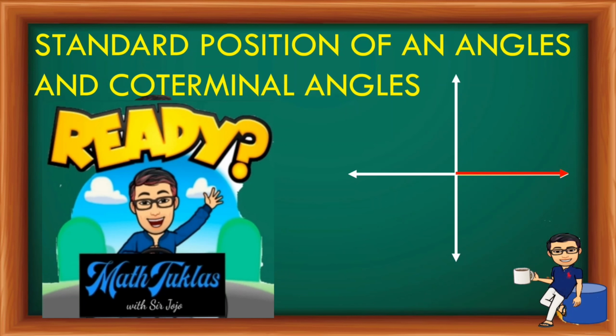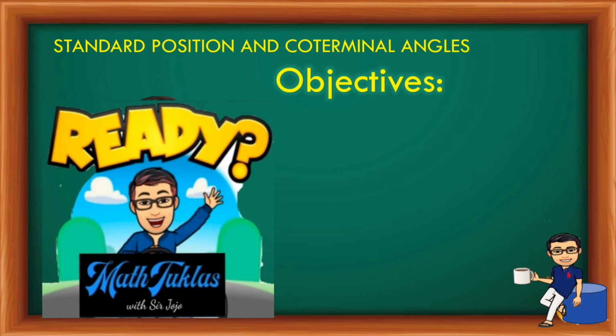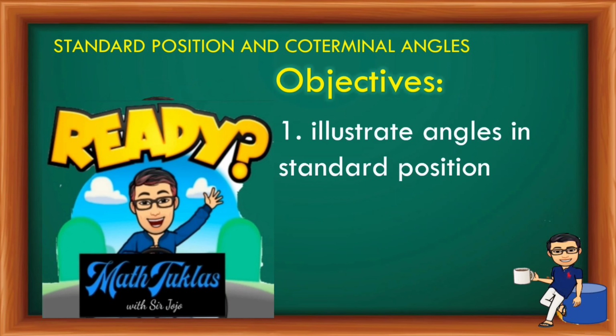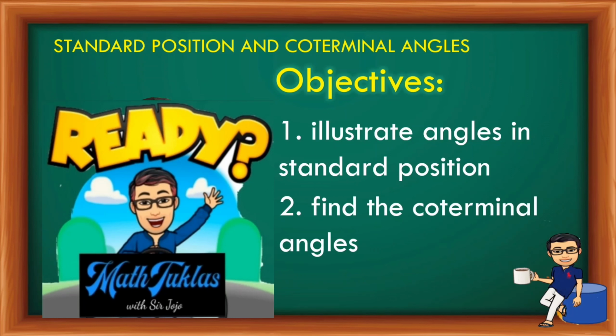Sa ating aralin, alamin natin kung ano-ano ang mga objectives. The first one is illustrate angles and standard position. The second objective is to find the coterminal angles. Let us try to know one at a time those part of the standard position of an angle. At simulan nating alamin kung ano nga ba ang standard position of an angle.